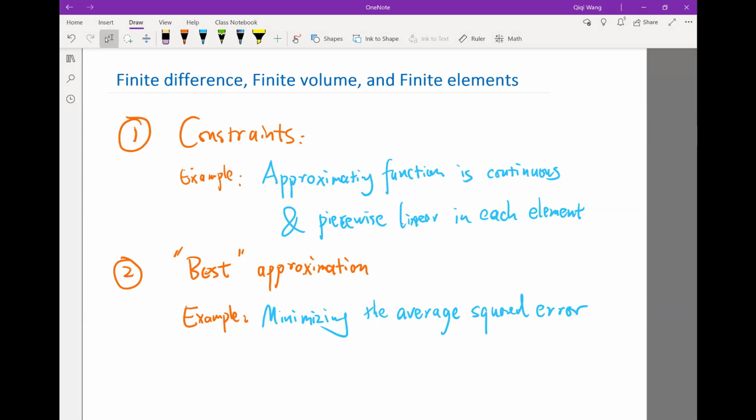So we're going to be talking about this later. But these two things really encompass what finite element does. Okay, if you understand these two, you basically understand in a very high level what finite element is.